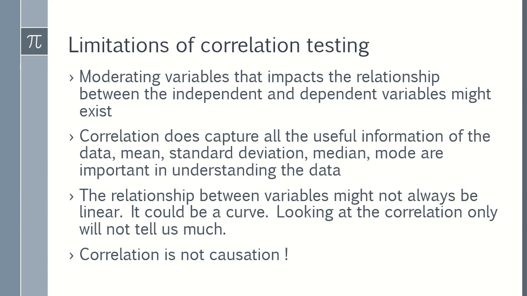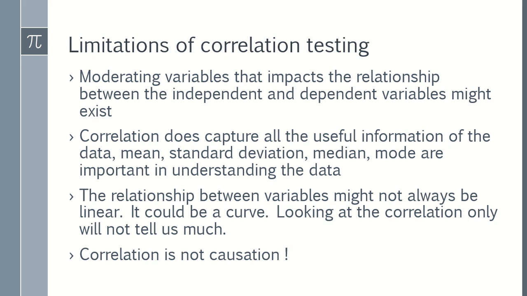Now, like any statistical test, correlation testing has its own limitations as well. Even though correlation testing is a widespread tool used in many statistical analyses, it has some limitations that we should all be aware of. We might find a correlation between variable A and B, but the relationship might be affected if C is present. C in this case would be a moderating variable, a variable that impacts the relationship between the independent and the dependent variable.